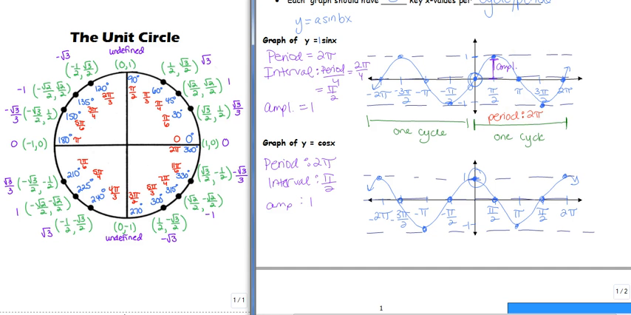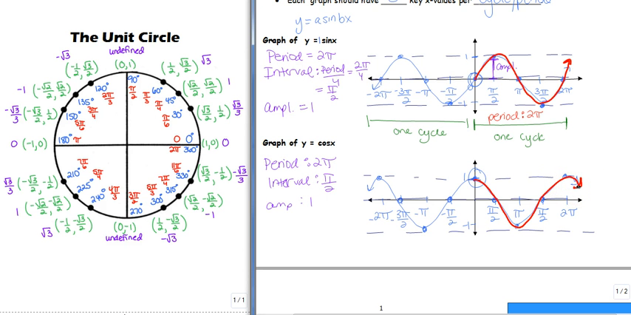If we only look at one cycle here, sine starts at 0, and there's 1 cycle. Cosine starts at 1, and there's 1 cycle.